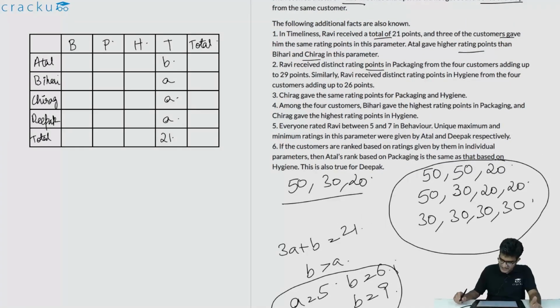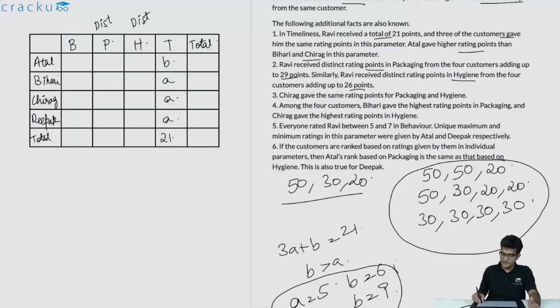Ravi received distinct ratings in packaging from the 4 customers, adding up to 29 points. In packaging, all the marks were distinct and they total up to 29. Similarly, Ravi received distinct points in hygiene. This also is distinct, and in this case, the total is equal to 26.